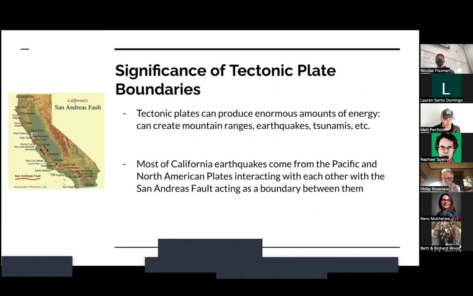So what is the significance of tectonic plate boundaries? Tectonic plate boundaries can produce an enormous amount of energy, and they create mountain ranges, earthquakes, and tsunamis. One example is Tonga, which produced a volcanic eruption. Most California earthquakes come from the Pacific and North American plates interacting with each other, as the pressure that builds up on them creates earthquakes, which is how California gets its earthquakes.